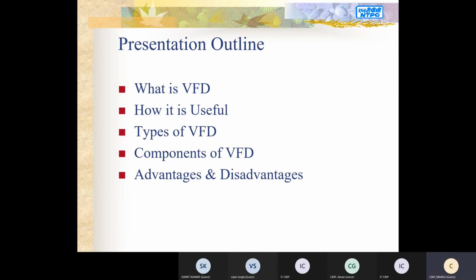No, you are telling the methods of speed control. I am telling why we require speed control at all. What is the requirement of speed control? Sir, frequency varies due to load. Yes. That's why we need speed control.